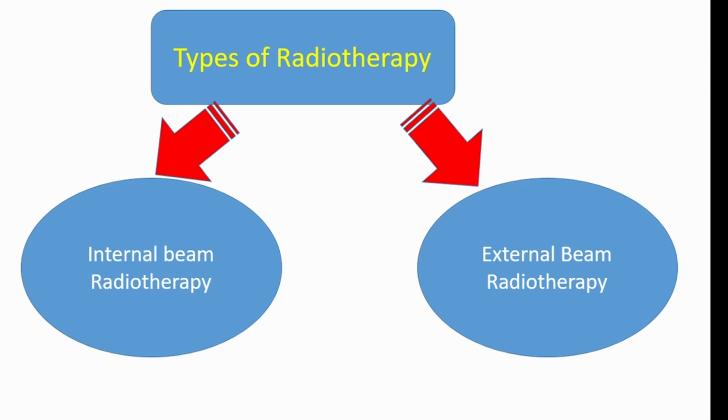And then when we're talking about external beam radiation, we have a machine that is producing radiation from outside, and that radiation is then used to treat the specific type of cancer that one is presenting with.